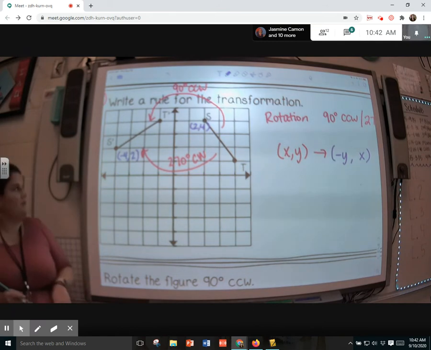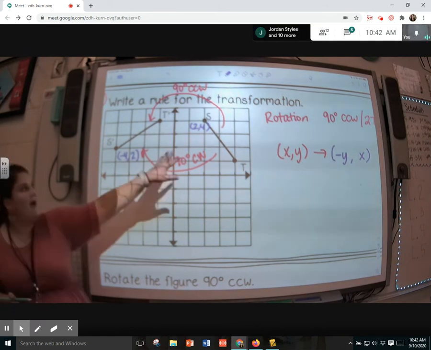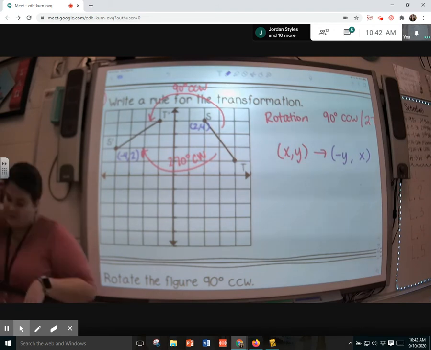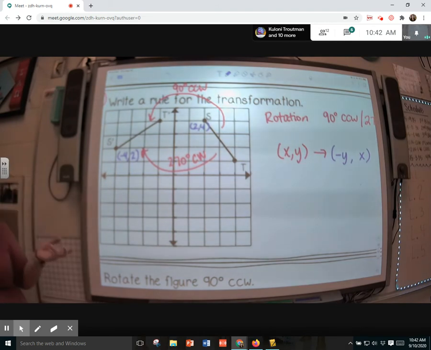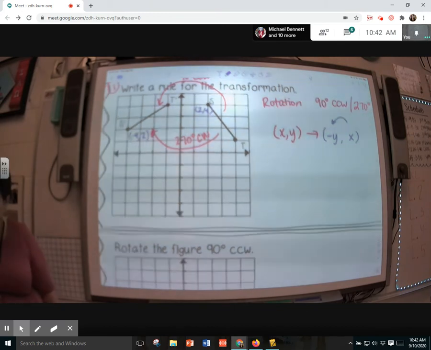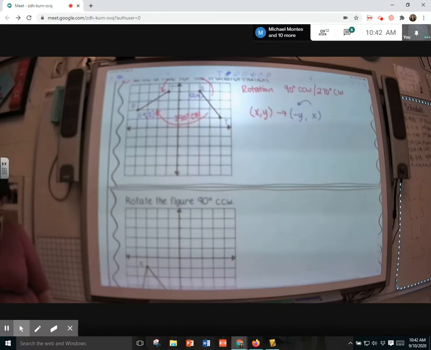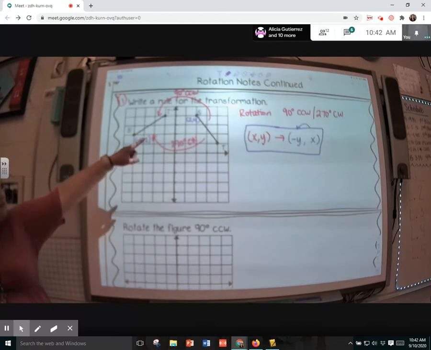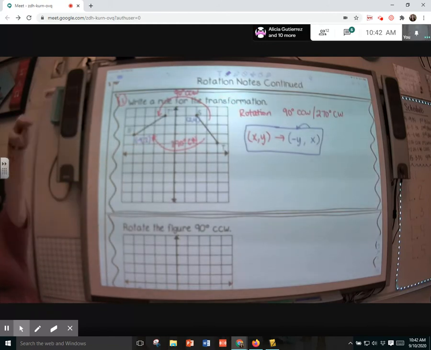So I can always go back and look at a coordinate and its prime to find a rule. Or you could just use the 90 degrees counterclockwise and use the arrow trick. So that's how you write the answer. How do you write the answer? That's the answer. For that question, because it just wanted you to write a rule, that's it. If it wanted you to write it in words, that's what you'd have to write. Rotation, 90 degrees, counterclockwise.